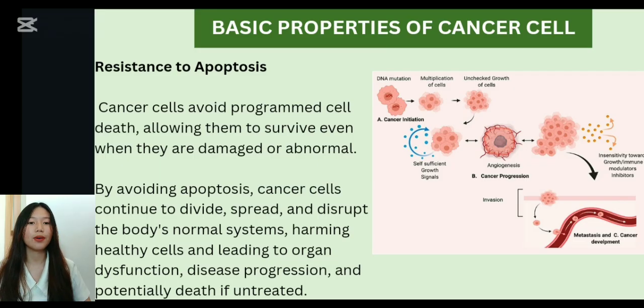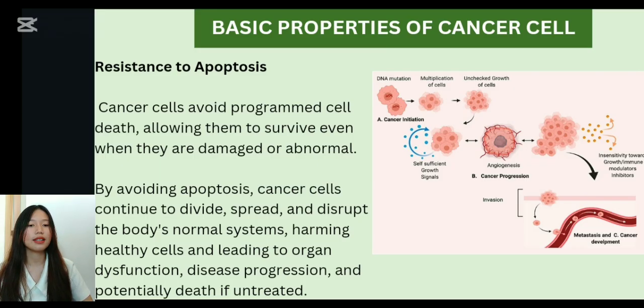So, ano nga ba yun? So, cancer cell is may properties siya na ina-avoid niya yung tinatawag nating programmed cell death or apoptosis. Which is, ito yung process na apoptosis na nakakatulong na yung mga damaged cells or abnormal cells ay kailangan alisin para hindi na mag-cause ng inflammation.